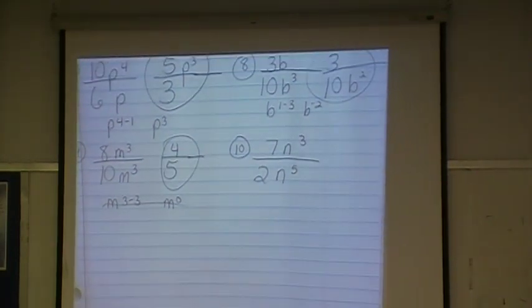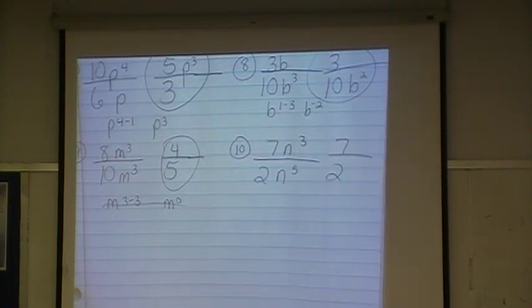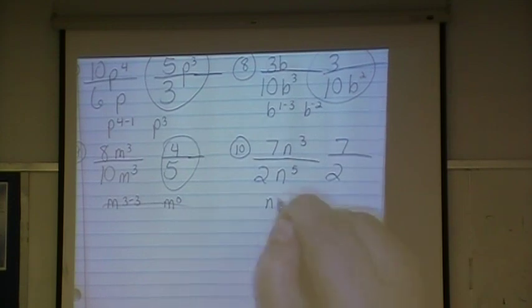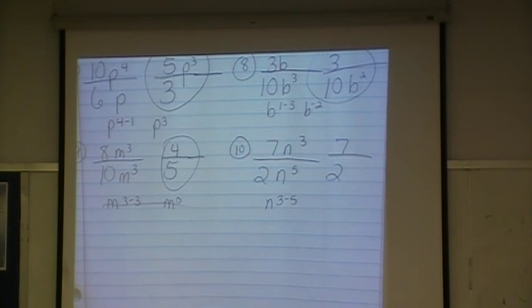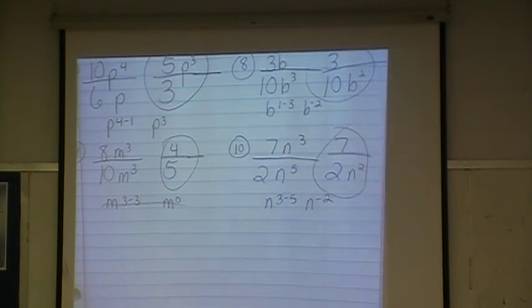Number 10, Zach, this is your problem. Tell me what I'm going to do with it. So 7 and 2 cannot reduce. Correct. And 3 minus 5 will be negative 2. Okay, good. And then negative 2 will be on the bottom. Is it going to be a negative or a positive? Oh, positive, sorry. Very good, guys.